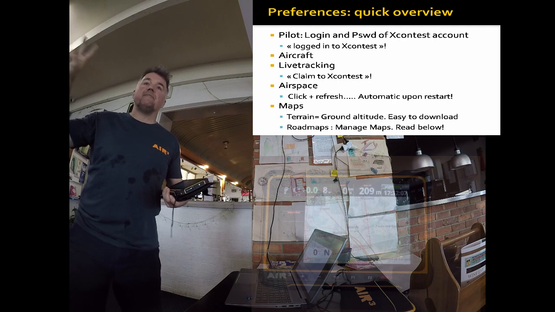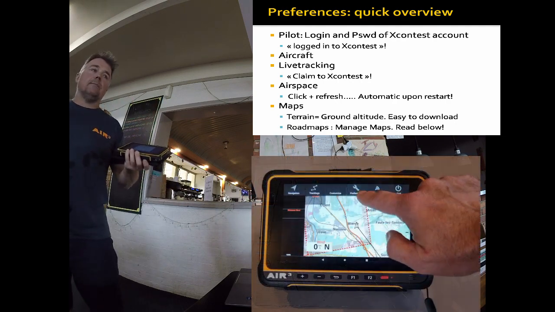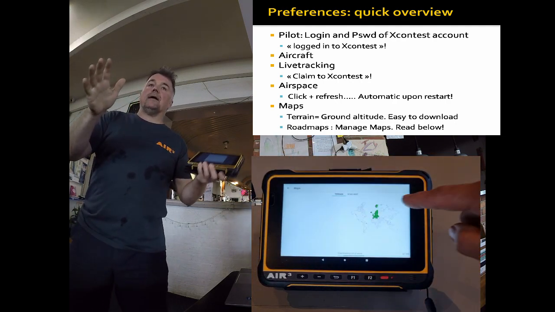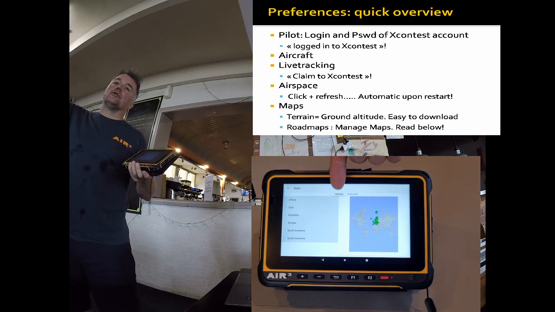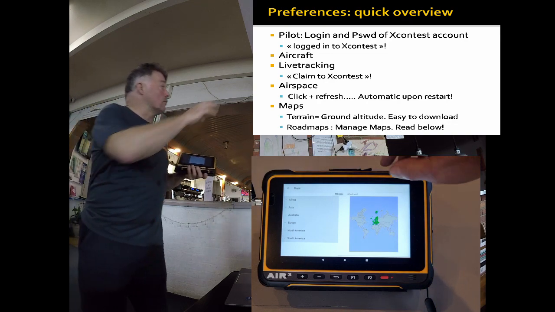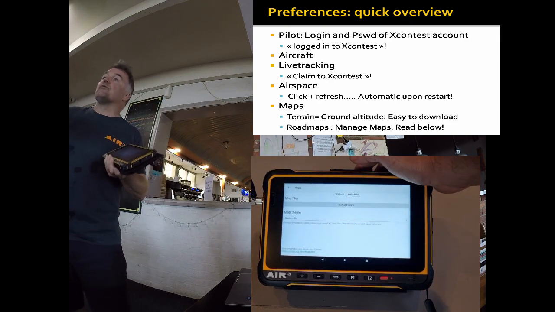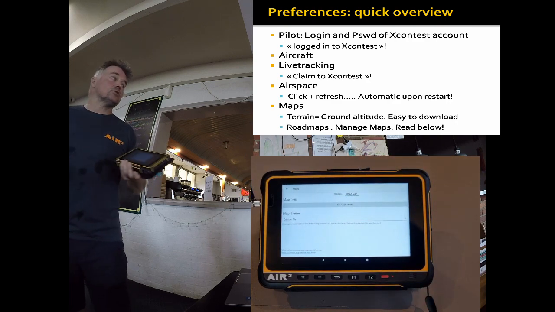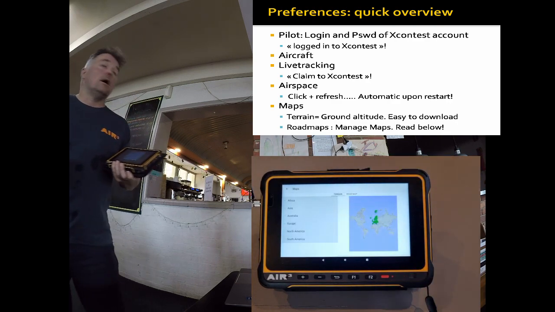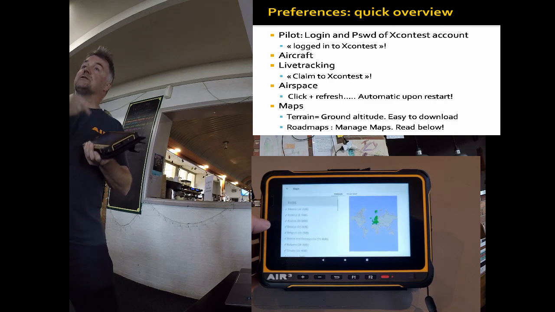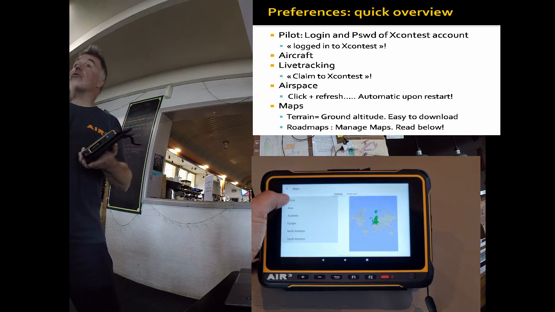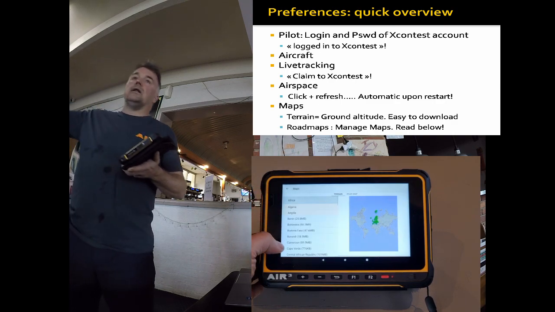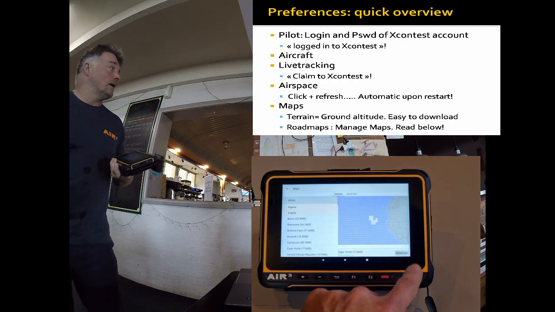Maps. So two types of maps. You have the terrain. Terrain is the ground altitude, okay? And the road maps, which have roads and much additional information that is quite useful. Terrain is very easy to download. You just click on the country and refresh, and then it will add all the terrain.